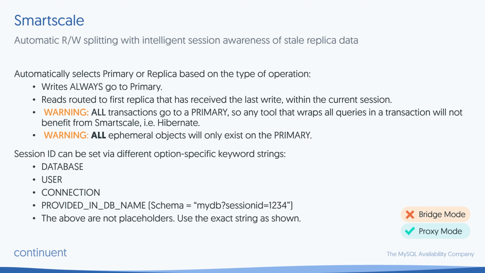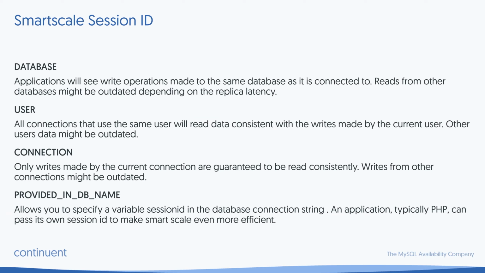We'll talk about these on the next slides, but the default, if you want to try this out, would be database. And as you go down that list from database through to DB name, each one becomes a little bit more complex and involved and more fine-grained access. So let's talk about how session IDs work. So first, database. Applications will always see their own writes immediately because they're talking to the same database. So as long as you're working within the boundaries of the same database, then when you read from other databases, you may see lag, but within the bounds of a single database schema, you will always read the correct data.